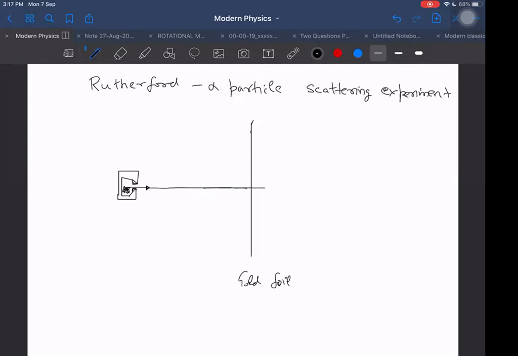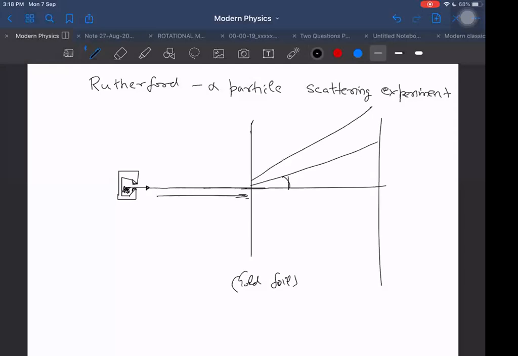And what we observe after that is that most of the alpha particles go undeviated only. But at the same time, some alpha particles are deviated by different angles. And in fact, some alpha particles even have a 180-degree collision, going backwards.